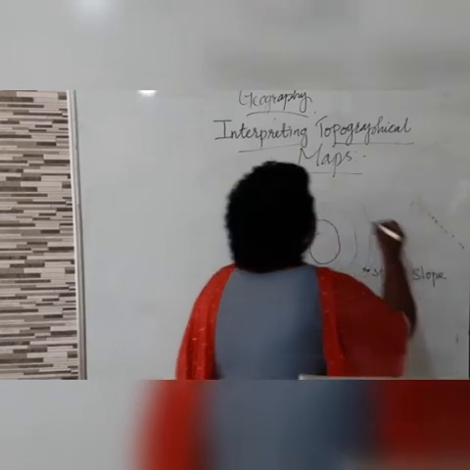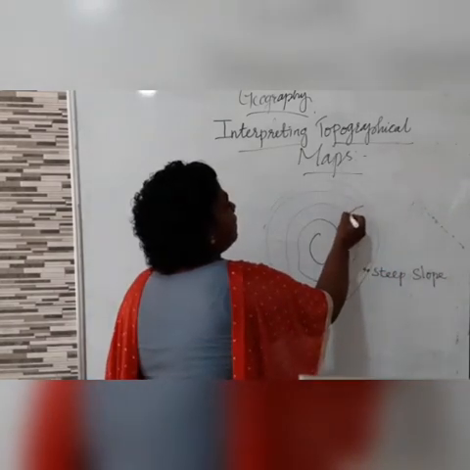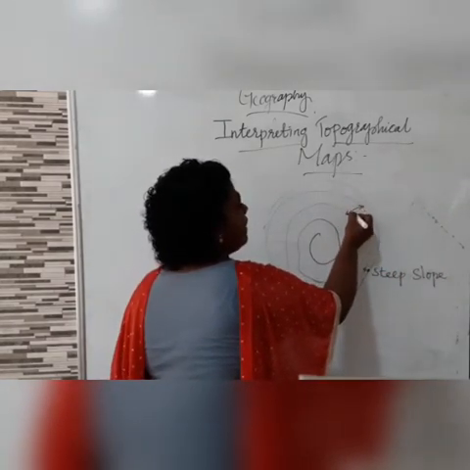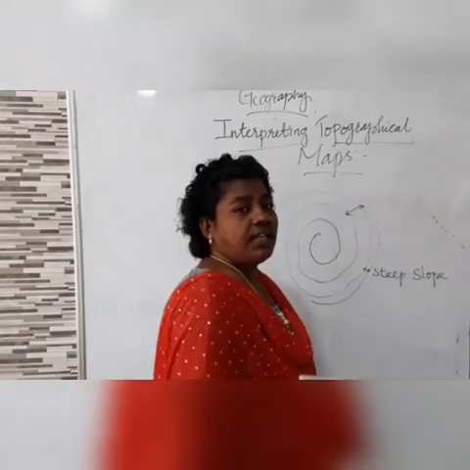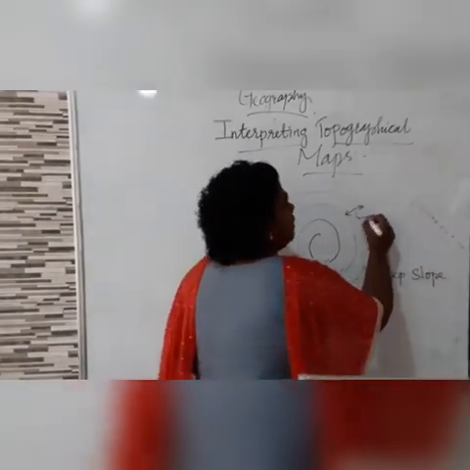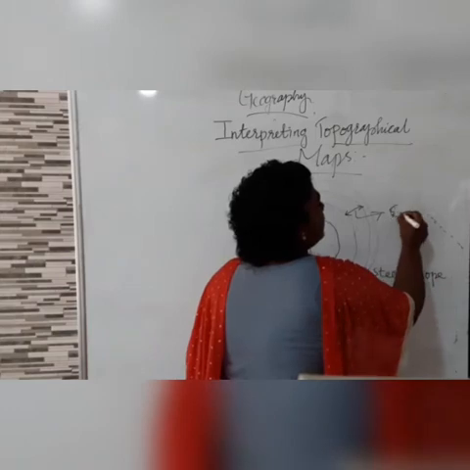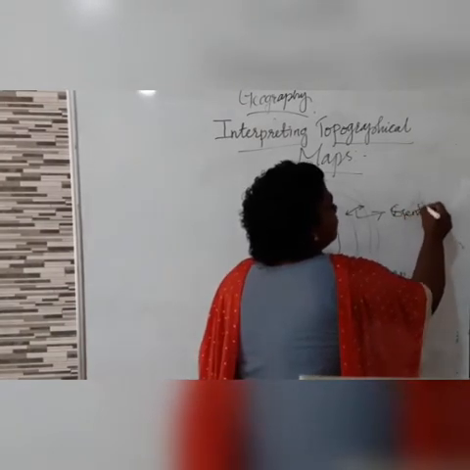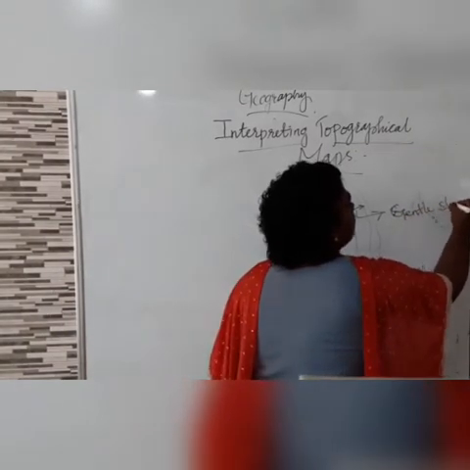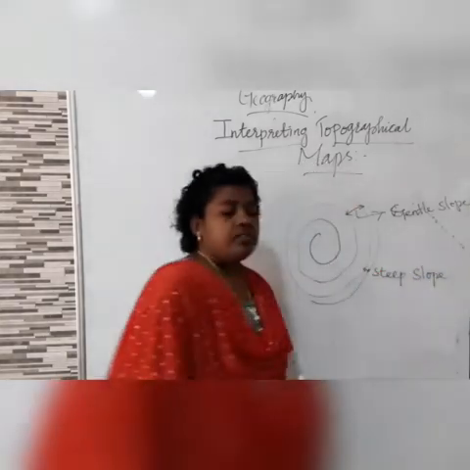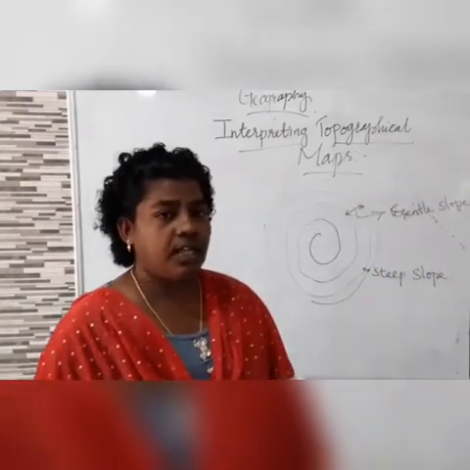And the contour lines are far away. If the contour lines are far away, you have to understand that it indicates the area has a gentle slope. What you have to understand? You have to understand the slope is gentle. Did you understand?